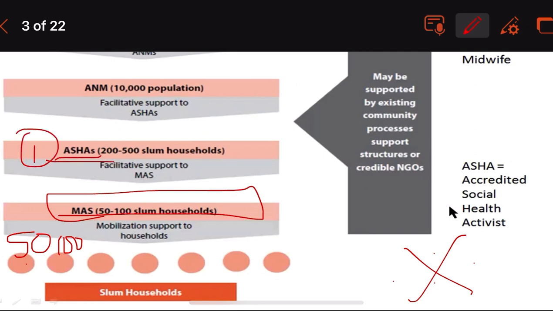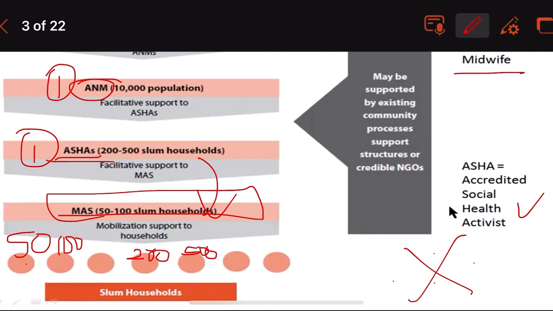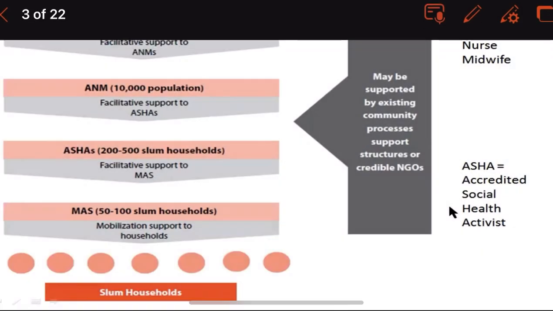Ashas. One ASHA, that is accredited social health activist, will cover about 200 to 500 slum households. She gives facilitative support to the Mahila Arogya Samiti. Next, one ANM, that is auxiliary nurse midwife, is allotted for about 10,000 population. The auxiliary nurse midwife will support the ASHA.